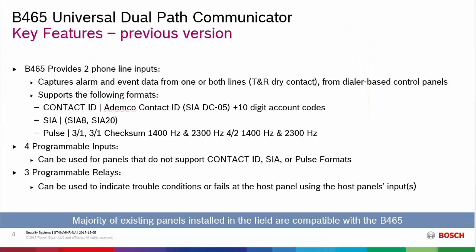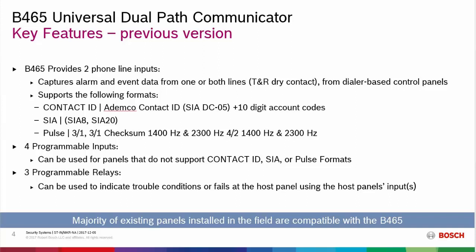All right, so in its initial launch, again, the support for 2 phone line inputs. It also supports dry contacts from dialer-based control panels. And the original formats that the 465 supported when it launched were Contact ID, SIA, and Pulse formats, Pulse 3.1 and Pulse 4.2. We'll get into some of the new formats that we support when we get to the new features.